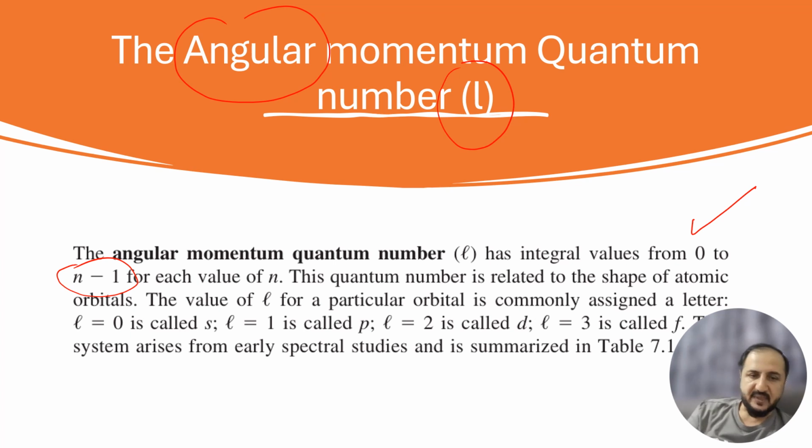For example, when L is 0, it will be called S. When L is 1, it will be called P. When L is 2, it will be called D. And when L is 3, it will be called F. There's a table given there, 7.1. After this slide, you will see these values clearly mentioned there. So these are actually the subshells. The angular quantum number represents the subshells.